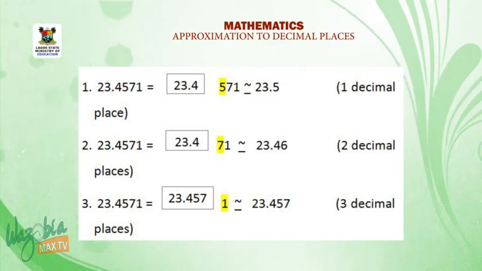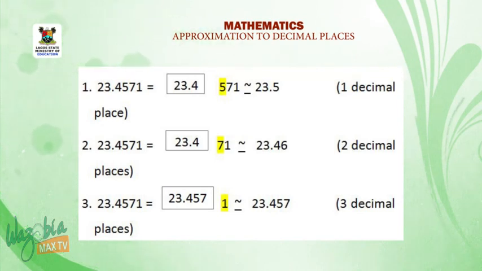Now, number 2, decimal places. We have 23.4571 to 2 decimal places. The 2 digits are 4 and 5. Now, the digit after 5 is 7, which means we round up. And it becomes 1, which is then added to 5. So our result is 23.46.